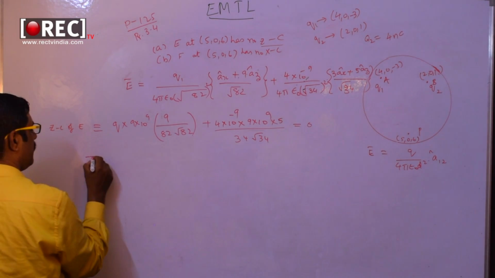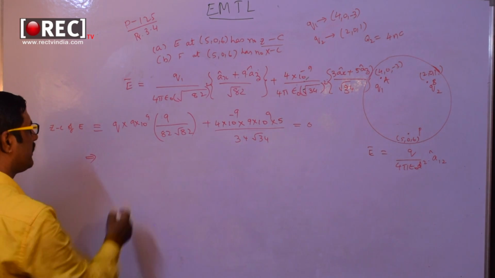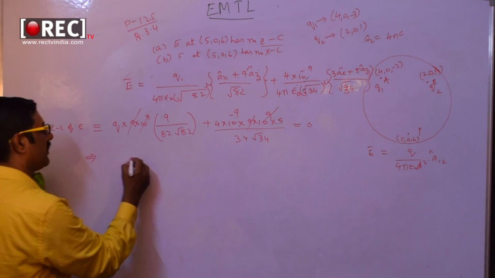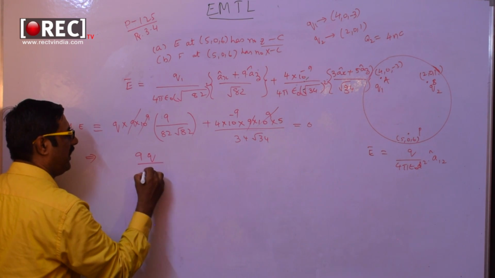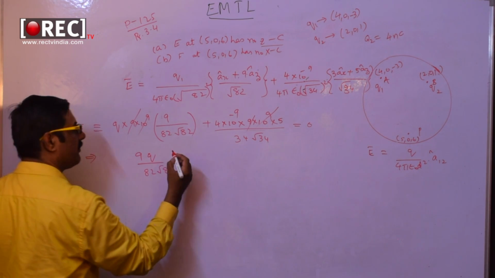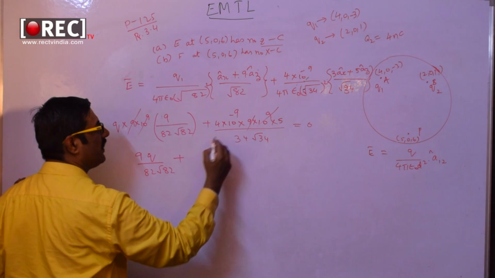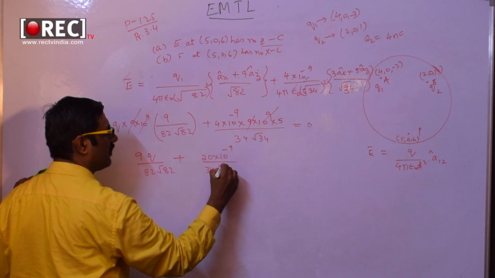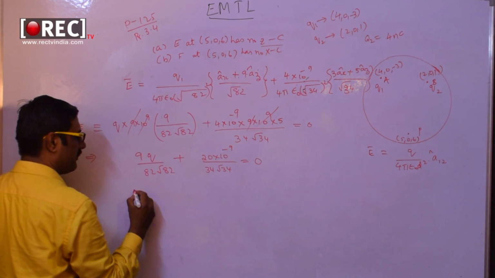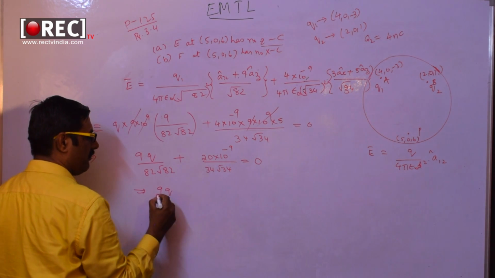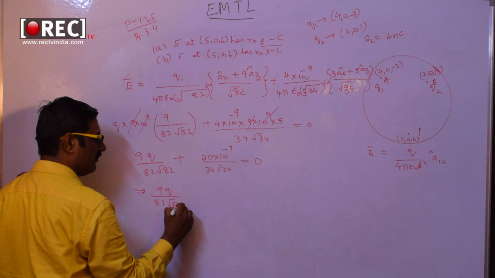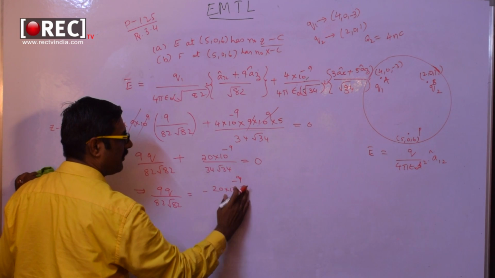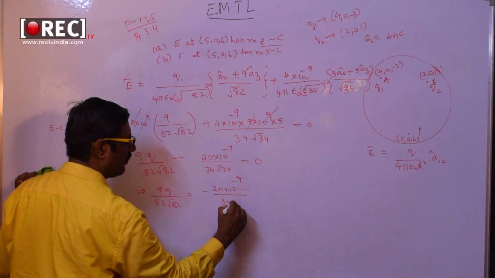Now let us cancel some of them. I think 9 and 10 power 9 can be cancelled throughout. So we are having 9q by 82 root 82 plus 4 into 5 is 20, so 20 into 10 to the power of minus 9 divided by 34 root 34 is equal to 0. From this, I can write 9q by 82 root 82 is minus 20 into 10 to the power of minus 9 by 34 root 34.